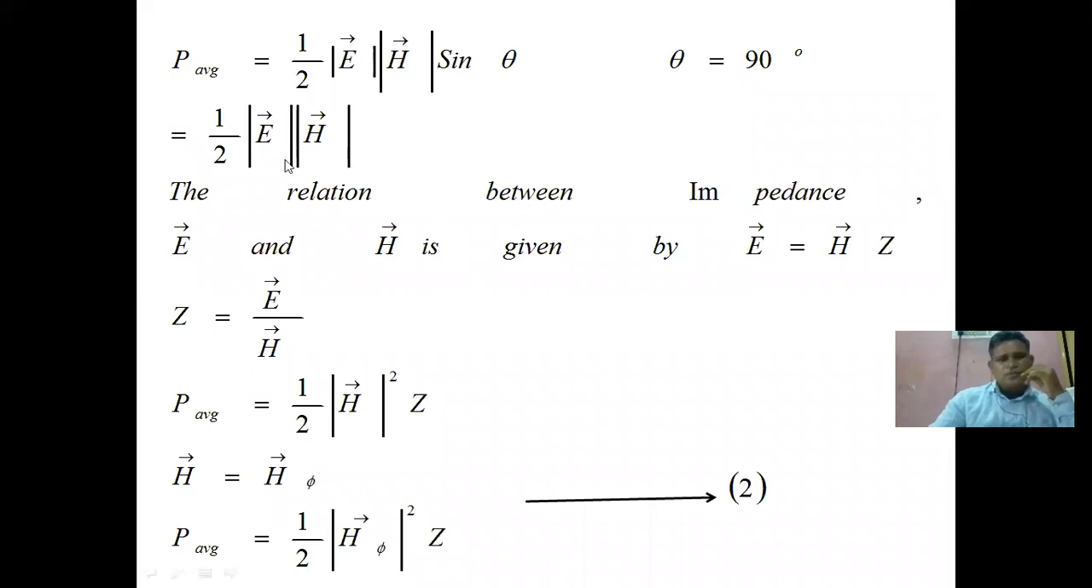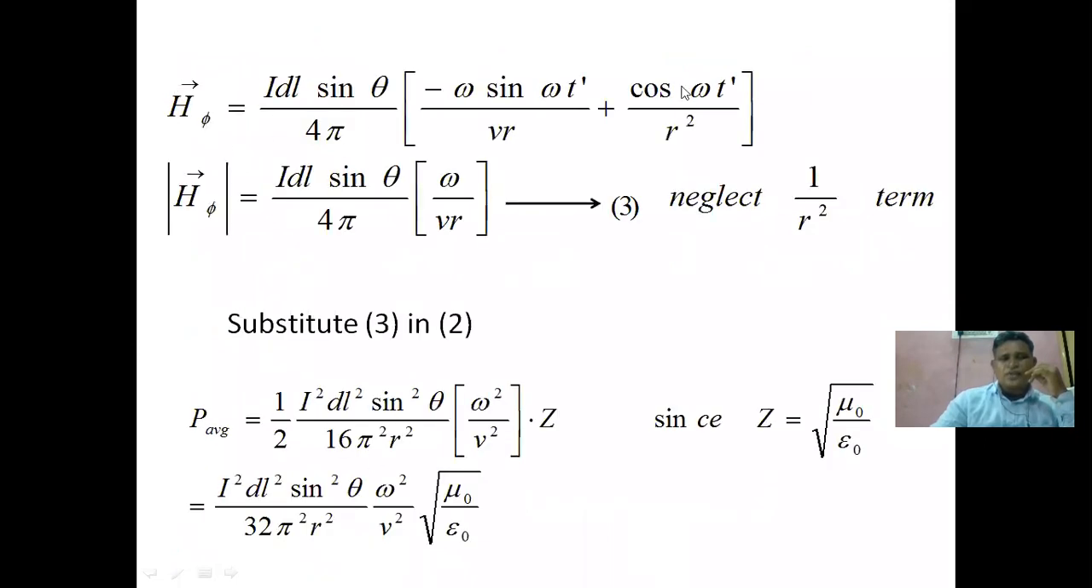Now in the average power equation, substitute E is equal to HZ. If you substitute E is equal to HZ, you will get H squared into Z. The average power is equal to half H squared Z. We already know that the magnetic field intensity has only one component, that is the H phi component. We can replace H with H phi. Therefore, the average power is equal to 1 by 2 times the magnitude of H phi whole squared into Z. What is this magnitude of H phi? We know this is the H phi.